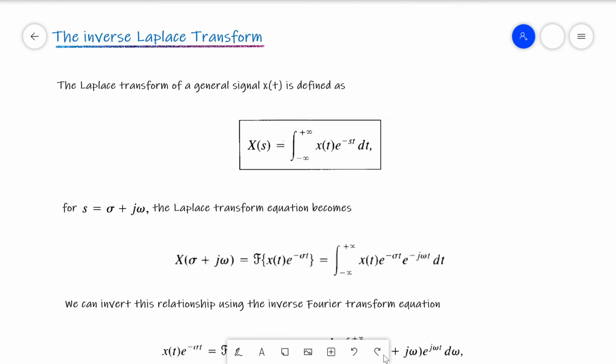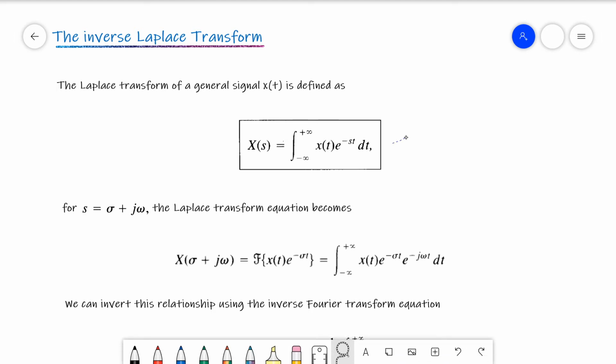So let's move to the second portion of this lecture, which is the inverse Laplace transform. So we have already seen that the Laplace transform of a general signal x of t is defined by this equation, and we have seen that this equation is actually the generalization of the Fourier transform for s equals sigma plus j omega. In the Fourier transform, this sigma was 0.